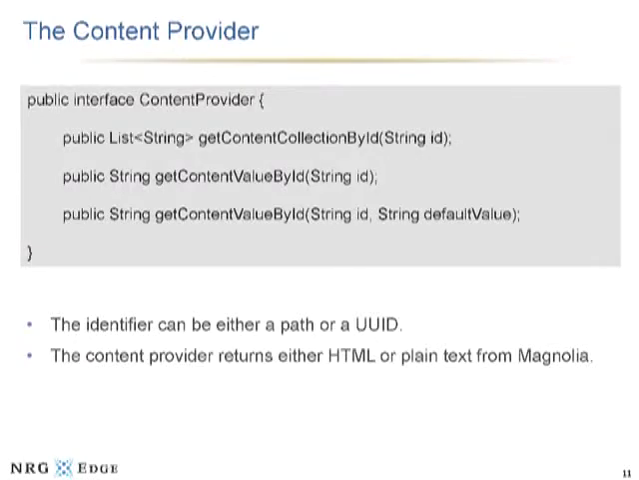All right, so what does this content provider look like? Here's a snippet of it. Basically, the identifier can be either a path or a UUID, and the content provider returns either HTML or plain text from Magnolia.